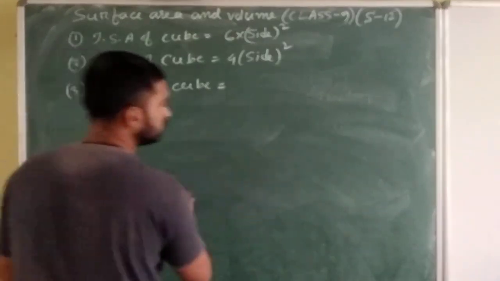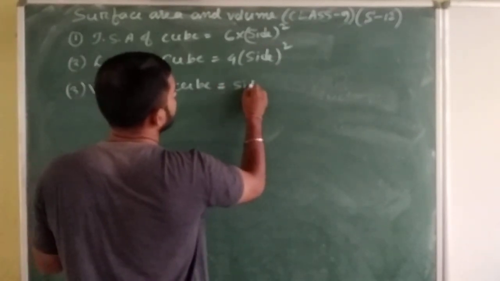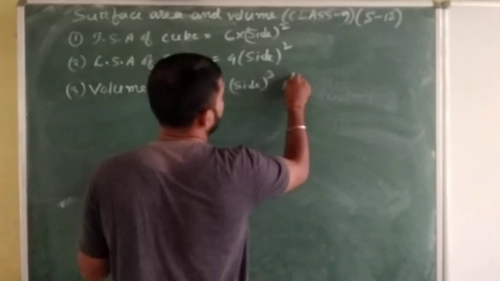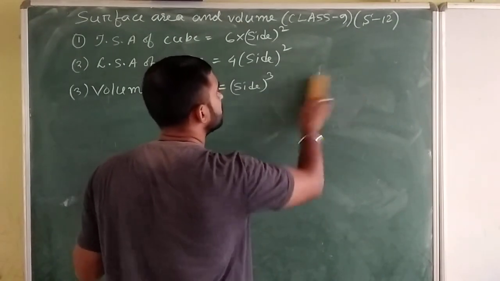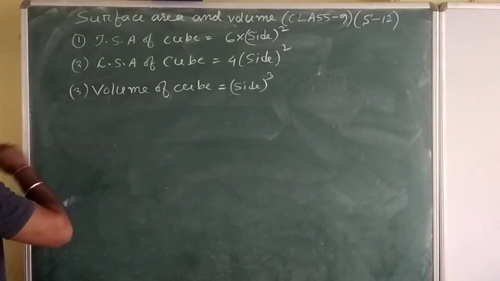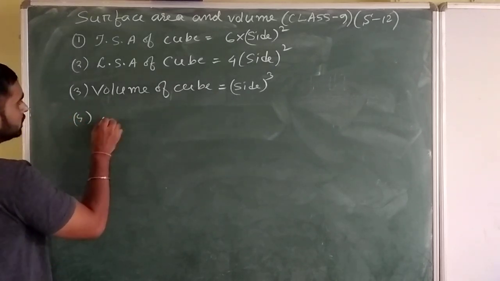Then volume of cube, side cube. Or you can write L cube, same, all are same. L cube, all are same, or H cube. Yes. Then here we will remember a few more things, and those are what?